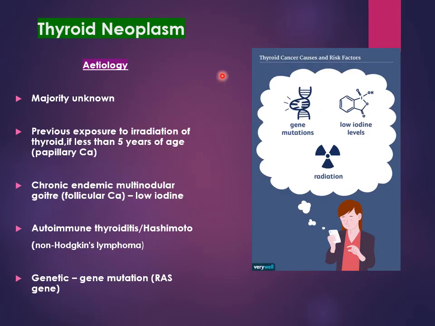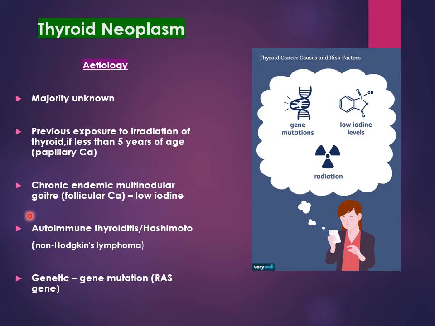Okay, now as for the etiology of thyroid neoplasms, the majority of the cases are unknown. But important factors are previous exposure to radiation of the thyroid, if less than 5 years of age during childhood, and these usually produce papillary carcinoma. The second will be chronic endemic multinodular goiter, which is not so common, but if it becomes malignant, it is usually follicular carcinoma.